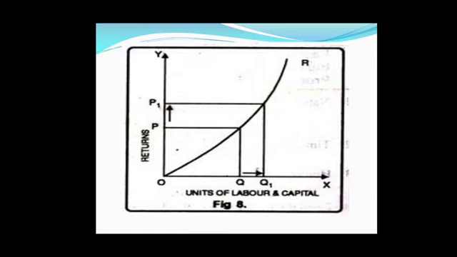Here we can see that when variable factors, that is labor and capital, increase from Q to Q1, output also increases from P to P1, which is higher than the increase in factors of production. That is, here the distance from Q to Q1 is less than the distance from P to P1. That is, in this figure, the increase in output, or the increase in returns, is greater than the increase in variable factors. So this is the case of increasing returns to scale.